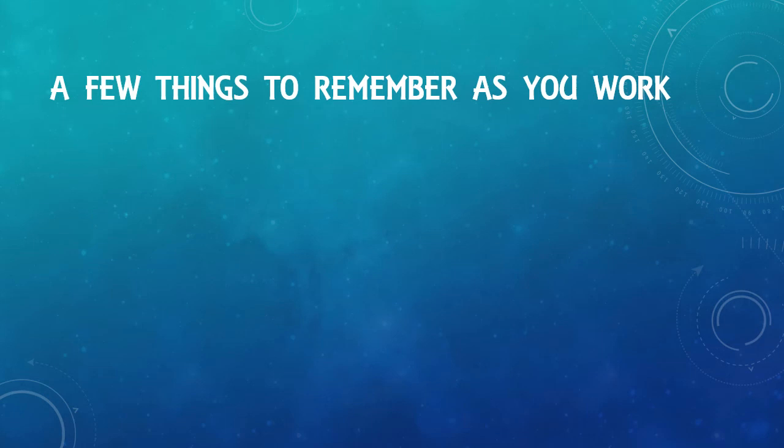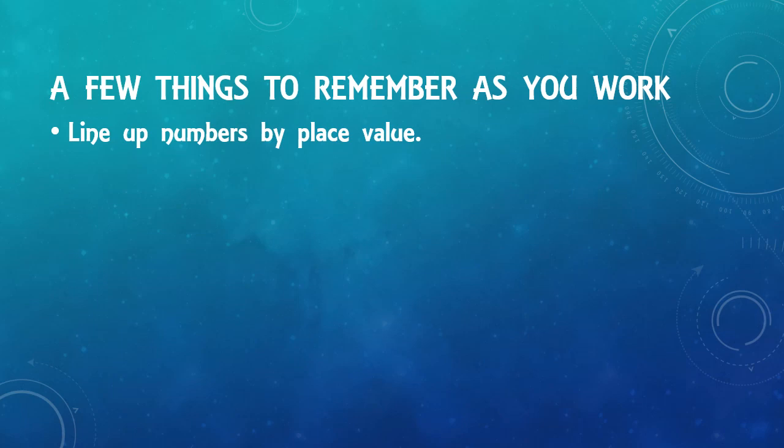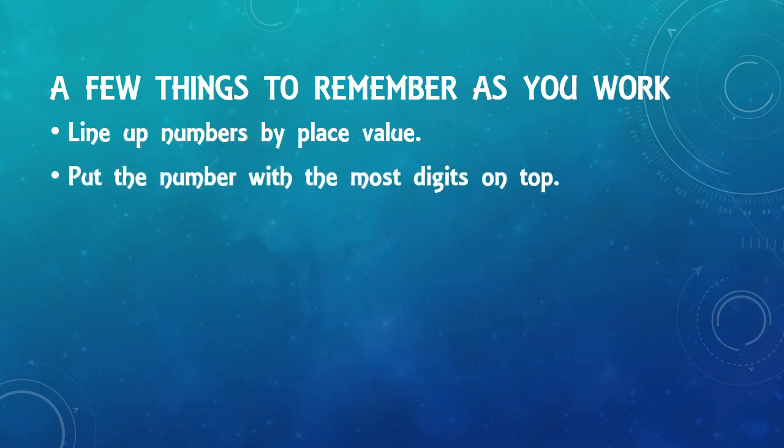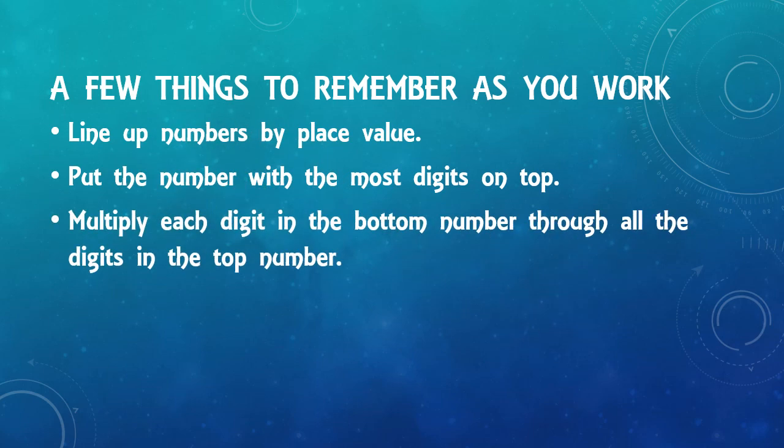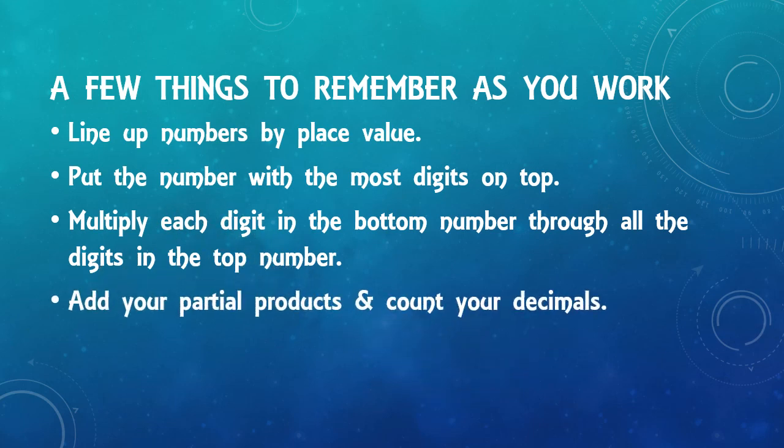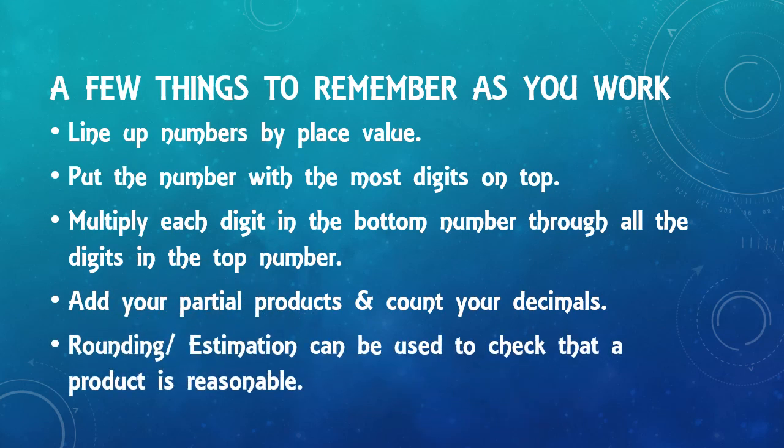A few things to remember as you work. Line up the numbers by place value. Put the number with the most digits on top. Multiply each digit in the bottom number through all the digits in the top number. Add your partial products and count your decimals. And rounding and estimation can be used to check that a product is reasonable.